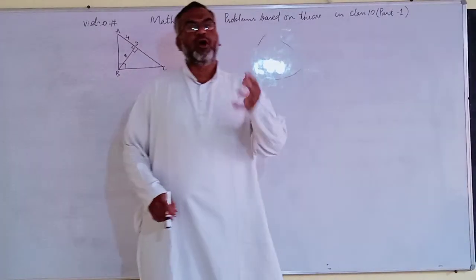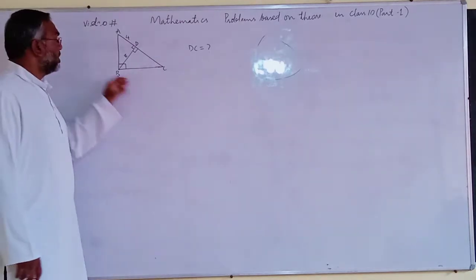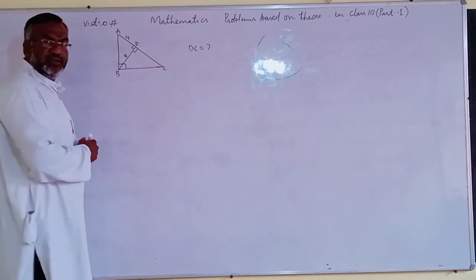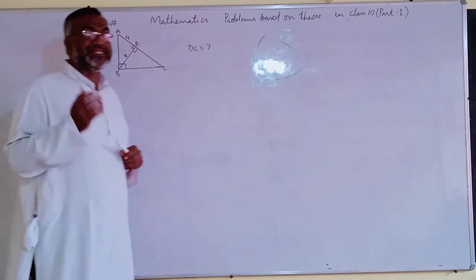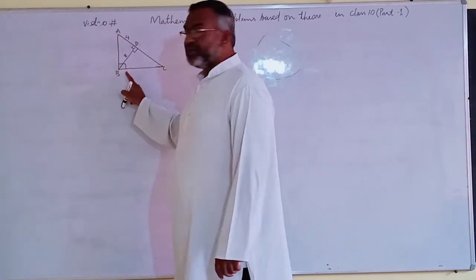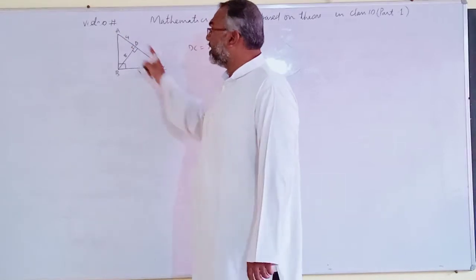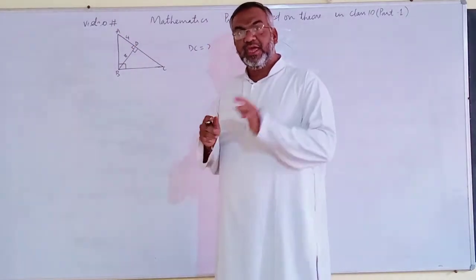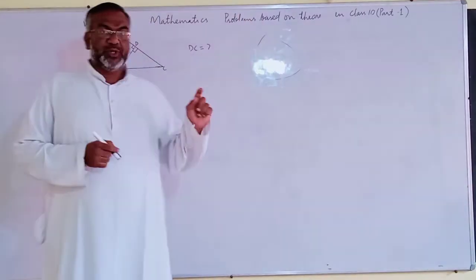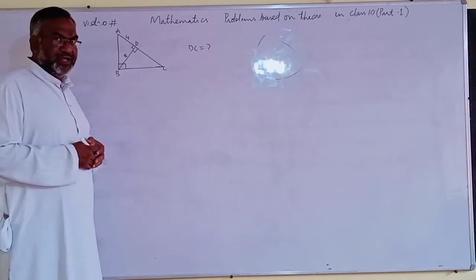Now let's move on to the next question. Our next question is, triangle ABC is a right angled triangle. Why? Because at B we have a right angle, 90 degrees, right? So triangle ABC is a right triangle. Now in this triangle, we can apply Pythagoras Theorem because it is a right triangle.